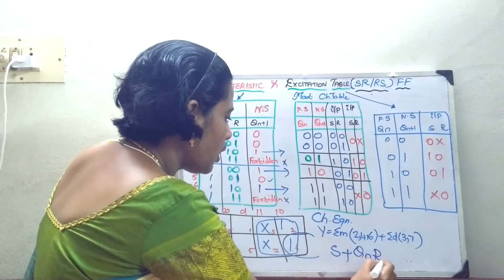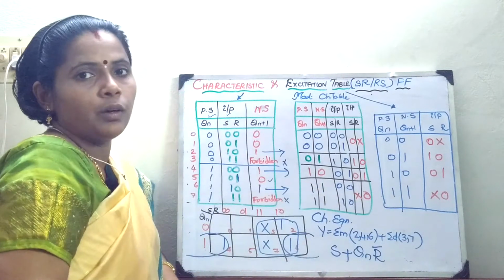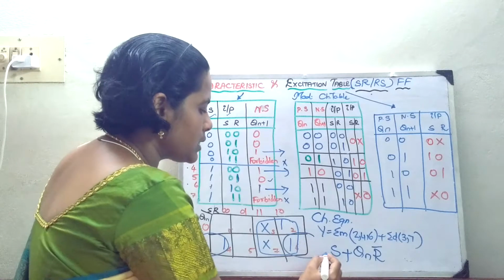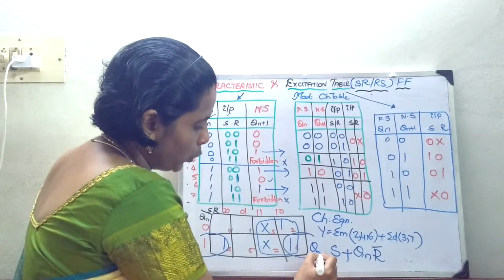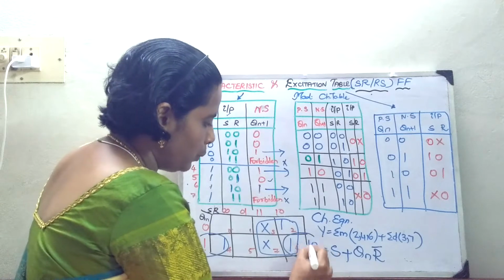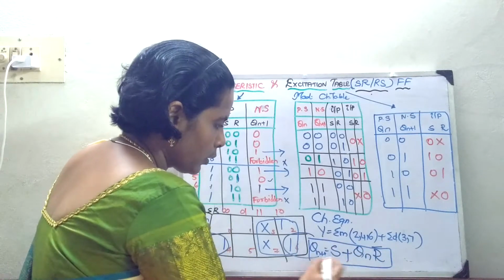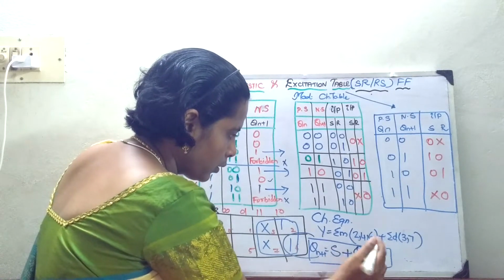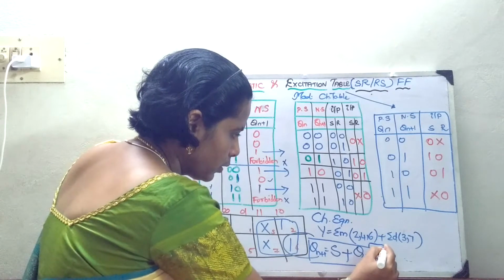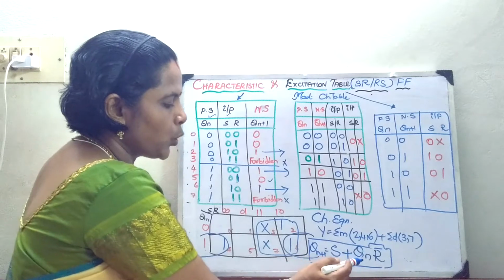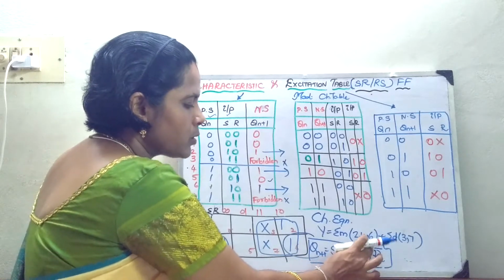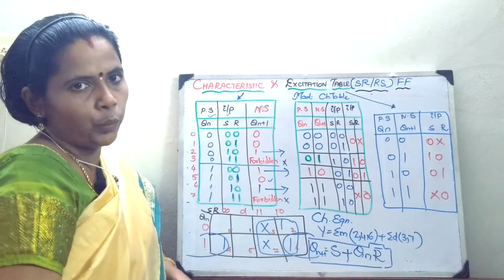So, it is R bar. Now, this specifies the characteristic equation. So, your Qn plus 1 is equal to S plus Qn into R bar. So this is your characteristic equation.